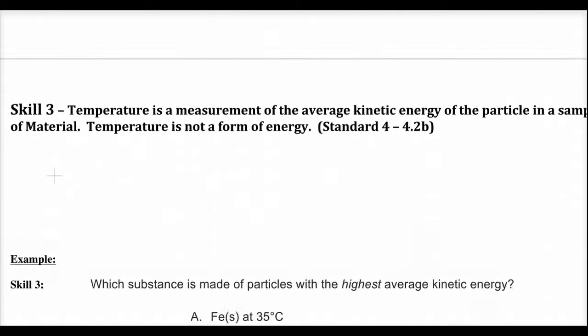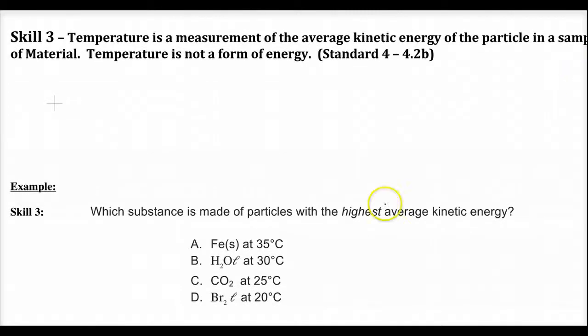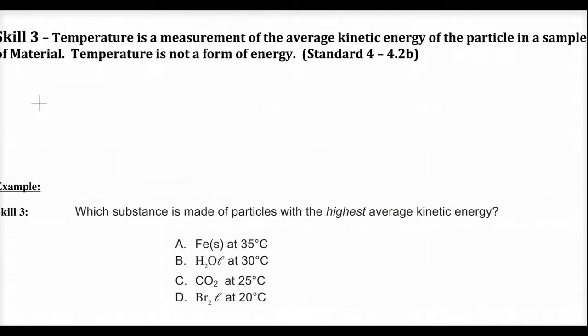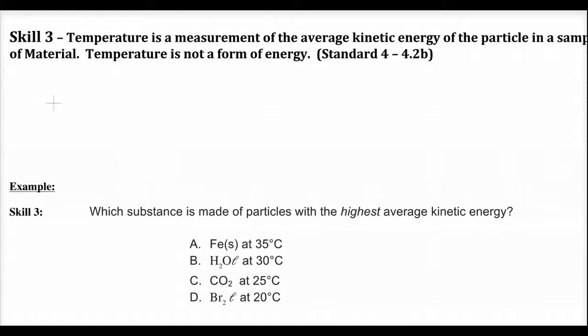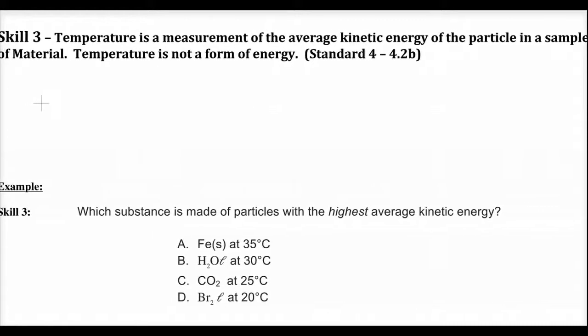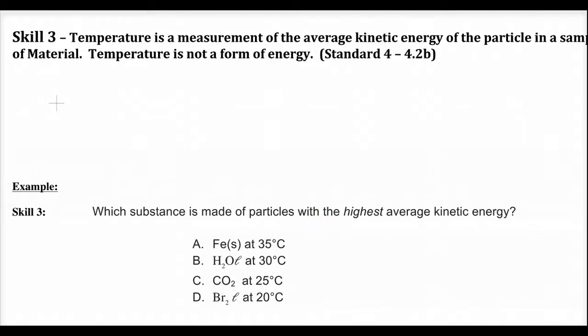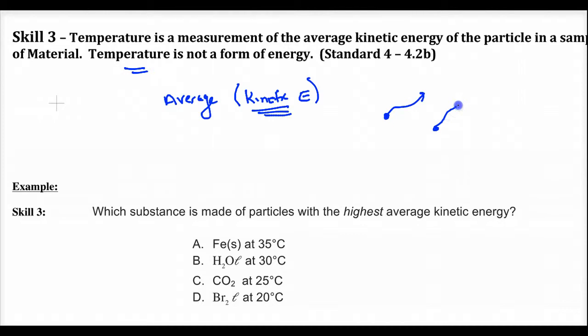Let's go on to skill 3. Temperature is a measure of the average kinetic energy of the particles in a sample of a material. Temperature is not a form of energy. We should know that temperature is an average of the motion, or the average of the kinetic energy. Motion energy, it's the average. You can't have all molecules moving at the same speed. Some will move slower than others, so temperature is an average.